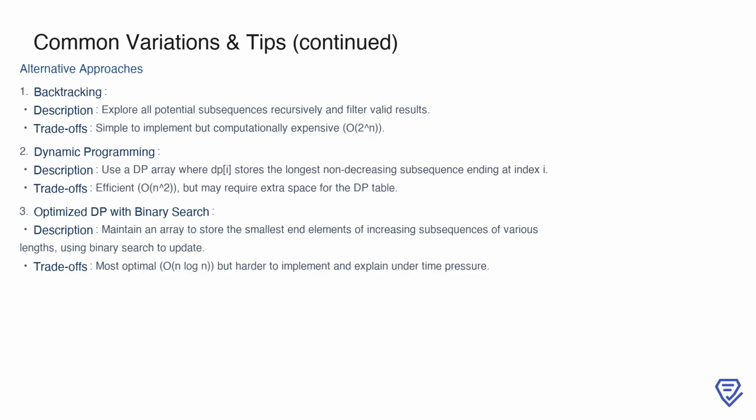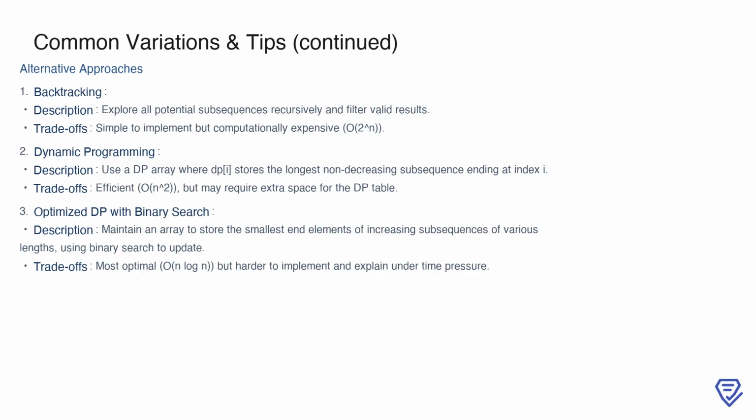A more efficient approach is dynamic programming. Here, you use a DP array where each entry represents the longest non-decreasing subsequence ending at a particular index. This method has a time complexity of n squared, and is a good balance between simplicity and efficiency, though it does require extra space. Finally, for the most optimized approach, you can use dynamic programming combined with binary search.